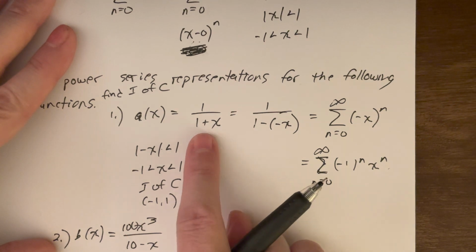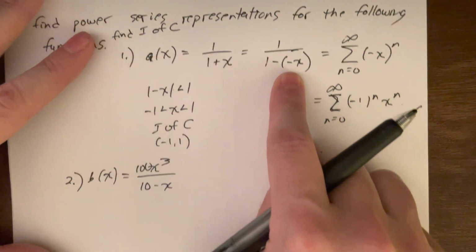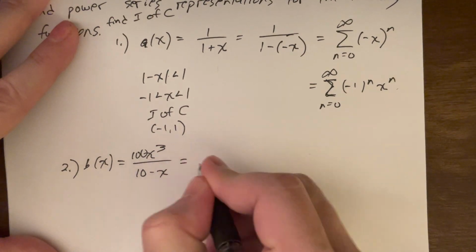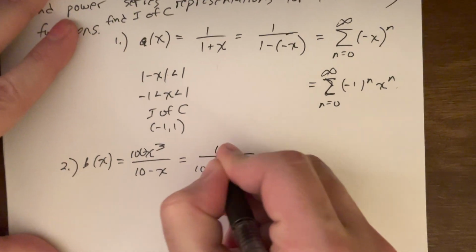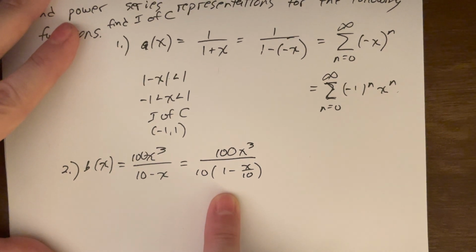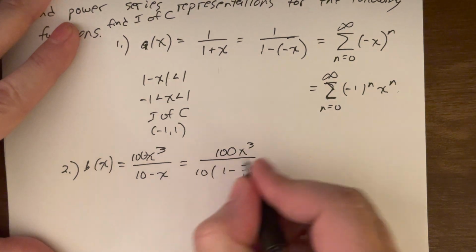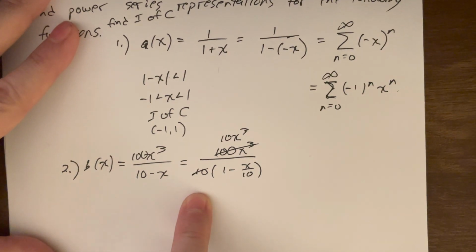All it was here was just play a little game, change that plus to a minus. But here, this needs to be a 1. How do I make that a 1? Well, I factor out a 10. That's it. Now, that 10 would simplify here. This would end up being a 10x cubed after those cancel.